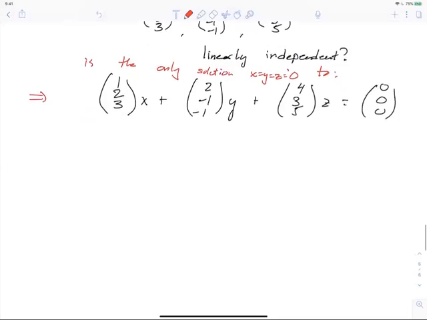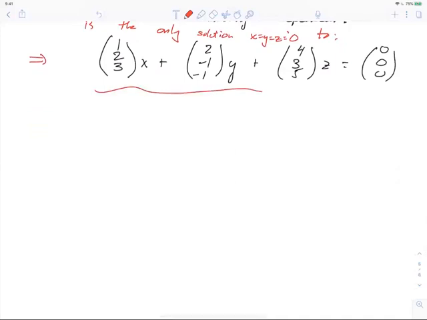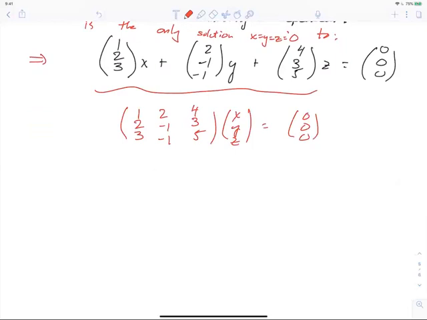Okay, so how do we do that? Well, keep in mind that this array of vectors is the same thing as multiplying xyz by this matrix. And we all know how to solve this. We want to check, does this have a non-zero solution to it? So we can write this as an augmented matrix and then go nuts.